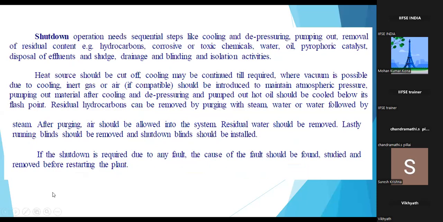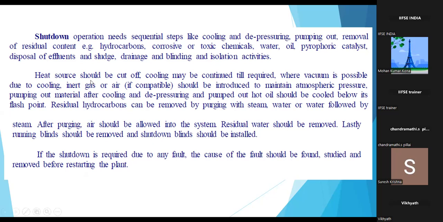Till now we have seen the safe startup, now we'll see shutdown. Shutdown operations are also so critical. Otherwise, once we have done the shutdown, nobody will go there, nobody will look after that specific equipment. So if things are not done properly, it will result in greater incidents.